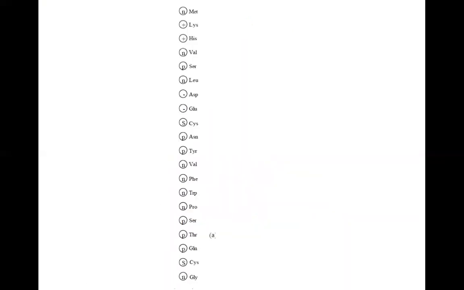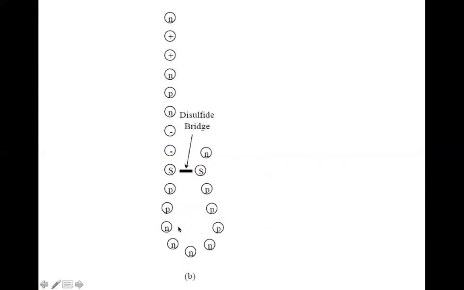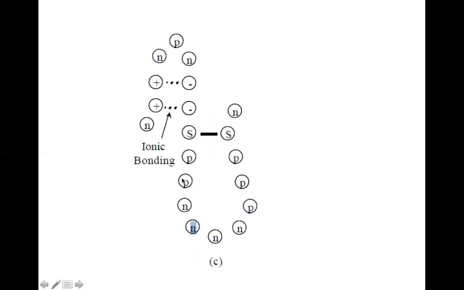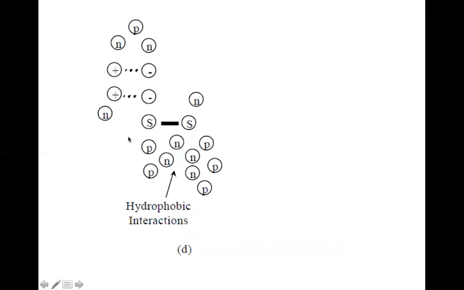Now, here's just another short snapshot of how this folds. This is showing you all different characteristics of these amino acids, showing you that, okay, I can make a disulfide bridge here. I have some ionic interactions here. And this is just showing you different R group interactions.